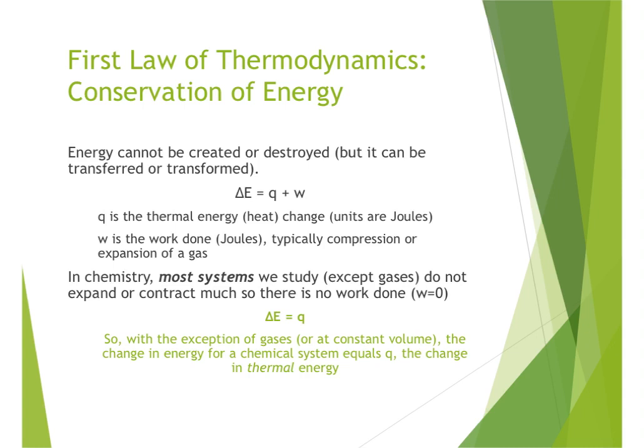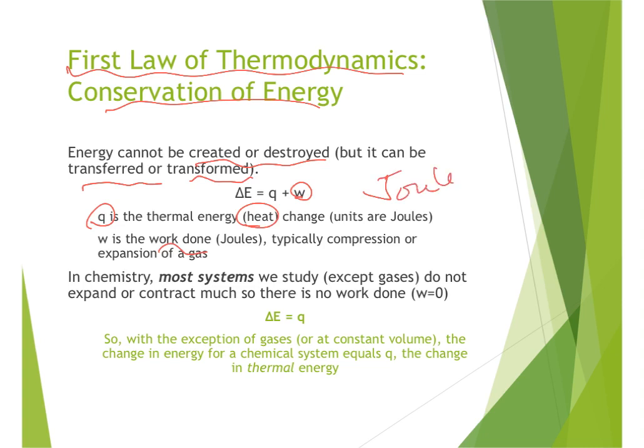Alrighty, onward march towards our chemical reactions and the energy changes that accompany them. The first law of thermodynamics, that's an easy one, is that energy is conserved. Overall energy is conserved. Energy cannot be created or destroyed, but it can simply be transferred or transformed to a different type of energy. So get familiar with these symbols. Q is thermal energy, or we just call it heat. And little w is the work. And the units we're going to be using for all of these are joules.